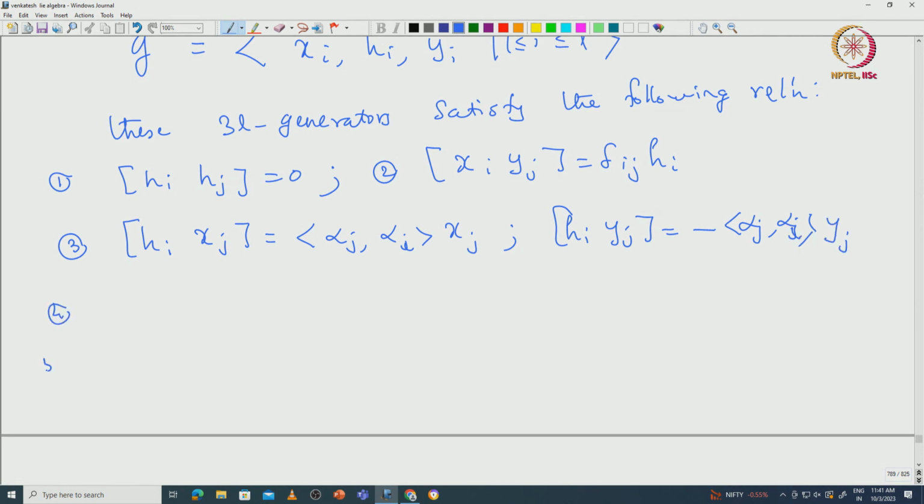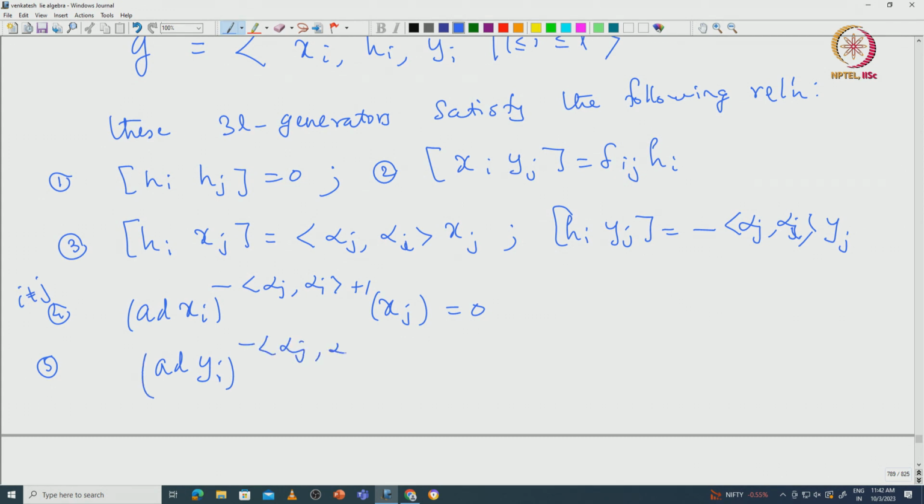The fourth and fifth relations are important relations that come from sl2 theory. These are called Serre relations. If you apply ad Xi to the power minus the Cartan number of alpha j, alpha i, plus 1 on Xj, then this will be 0. Similarly, if you apply the same thing with Yi on Yj, ad Yi to this many times plus 1 on Yj, that is also 0. These are called Serre relations.